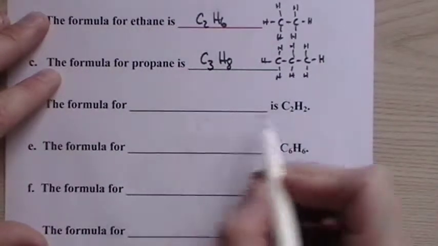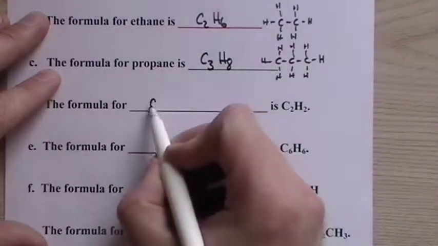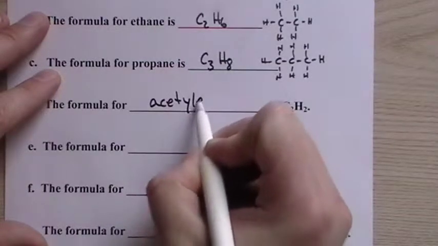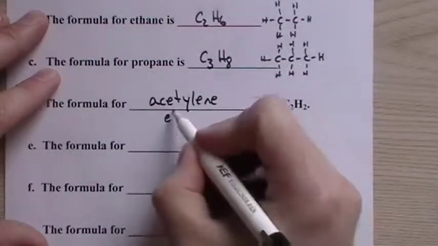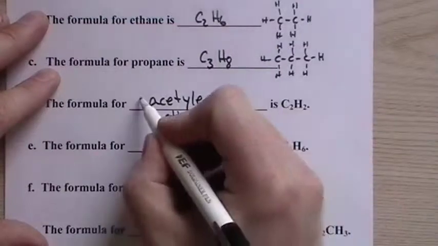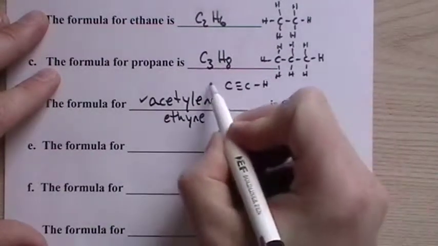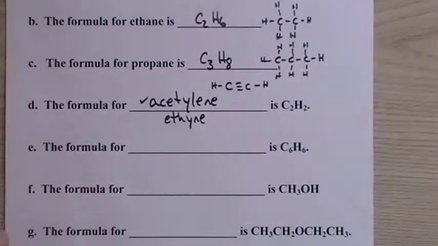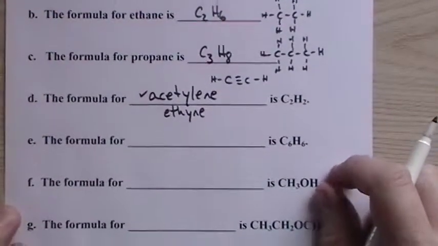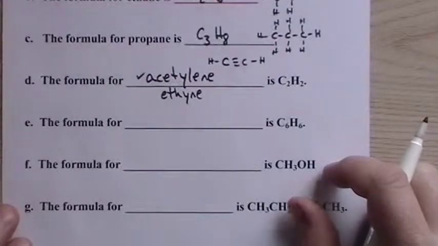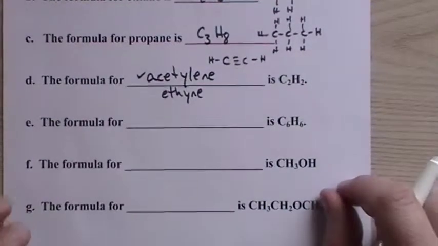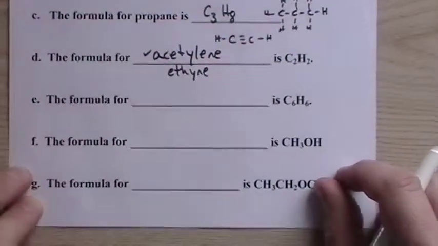The formula for blank is C2H2, and this is acetylene, also called ethine, but this is by far and away the more common name, and it has a triple bond. It's very reactive, there's a lot of energy packed in there, that's why they use them in the torches. Acetylene torches, breaking that triple bond, adding oxygen across, produces a lot of heat.